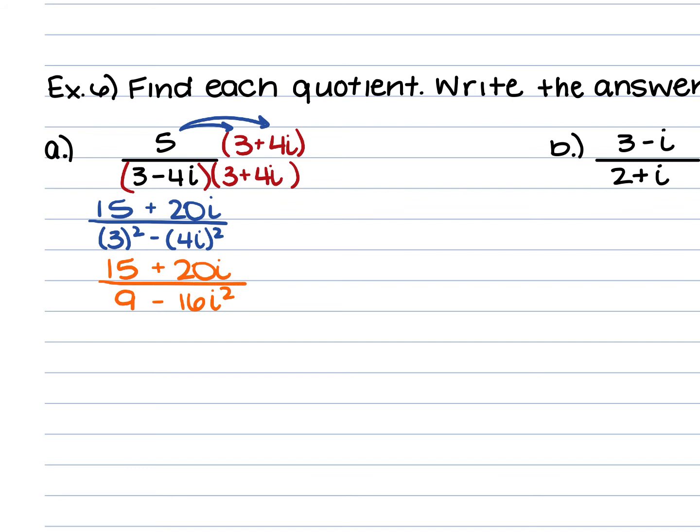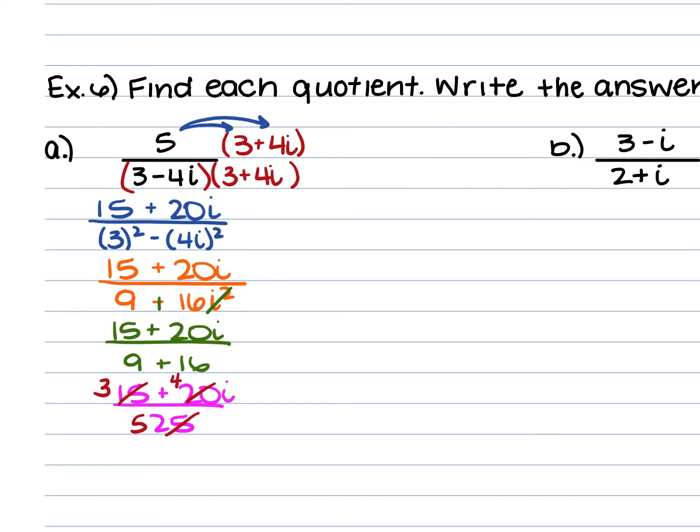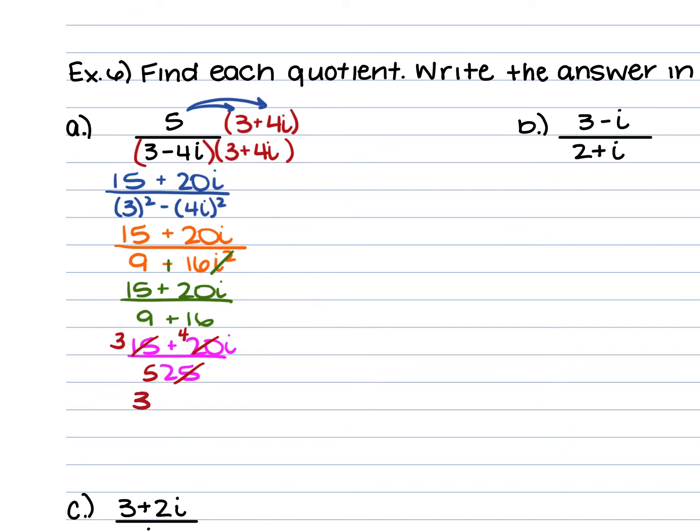That i squared is negative 1. So we're going to turn this negative into a positive because a negative 16 times a negative 1 is a positive 16 and cancel out that i squared. So we're going to do 15 plus 20i all over 9 plus 16. 9 plus 16 is 25, so that's 15 plus 20i all over 25. Your 15, 20, and 25 are all divisible by 5. So we divide each of these by 5 and we get 3, 4, and 5. So this gives us a final answer of 3 plus 4i all over 5.